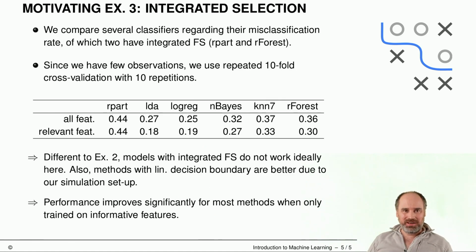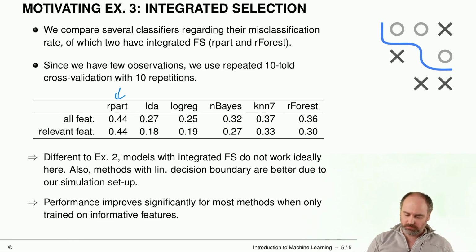So we now compare several classifiers regarding their misclassification rate. Two of these classifiers actually have integrated feature selection: that would be rpart and the random forest. Maybe let's go through the classification algorithms. The first one is rpart, which is just the implementation name for the CART algorithm, the decision tree in R. rpart stands for recursive partitioning. That is exactly the CART algorithm as published by Breiman.